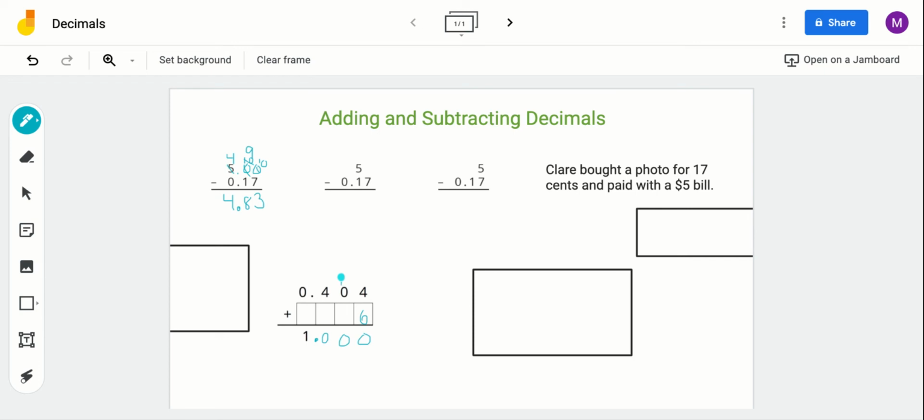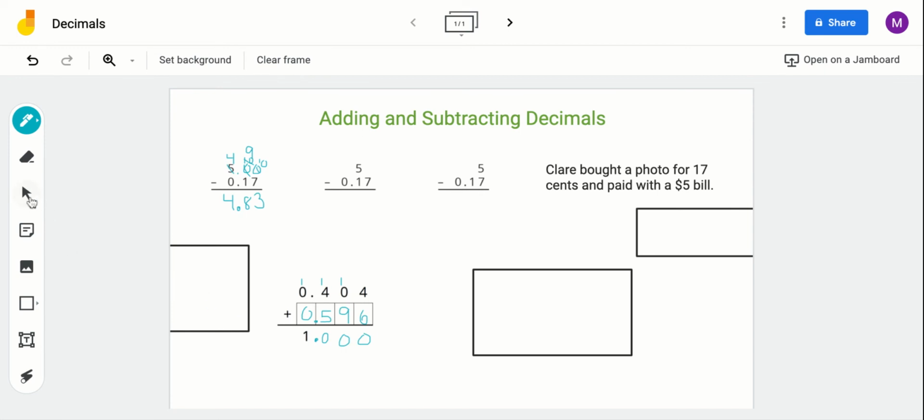I carry my 1 up here, and now I have 1 plus something equals 10. So I'm going to put a 9 in there. And now 5 plus something. Well, 5 plus 5 is 10. And so my missing number here is 596 thousandths. We can do that again over here.